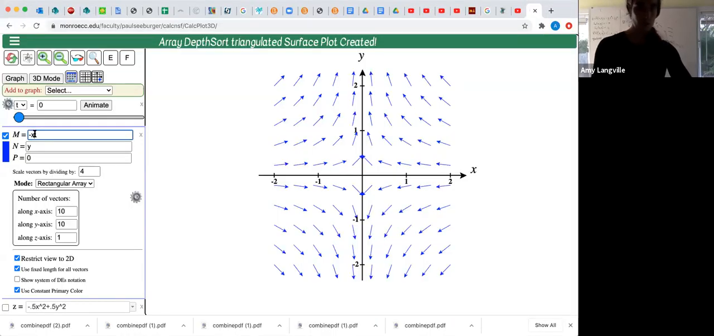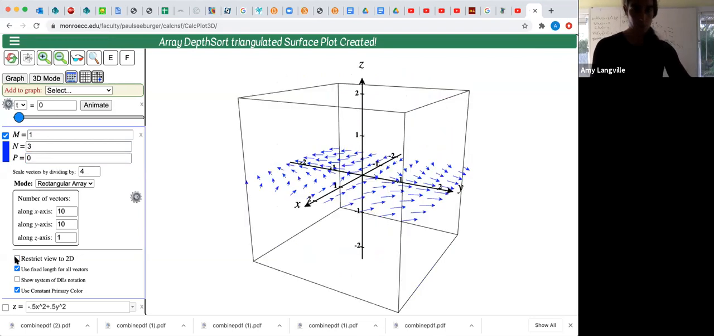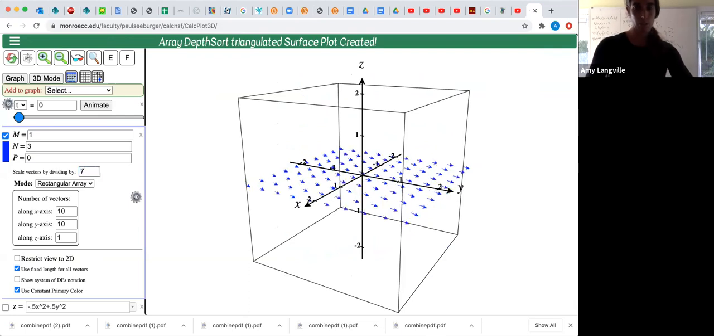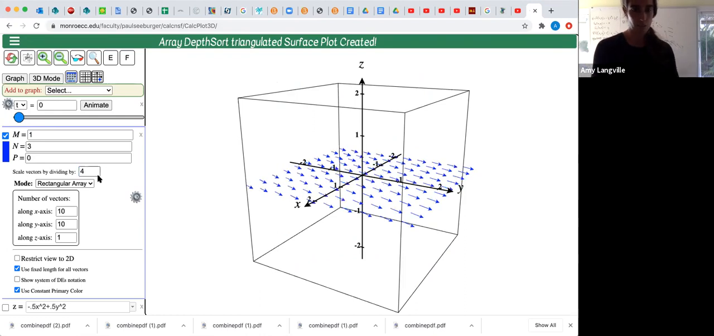So the only thing that's going to change now, we will enter 1, 3. This also, the third component, 0, but we don't want to restrict it to 2D. Oh, I forgot to talk about you can scale the vectors by some amount. Like if they're too long, again, you can come up here and they're dividing it by like 7, just to get shorter ones. That doesn't necessarily fix the length, it just keeps the lengths relative to each other according to some scaling factor that you've chosen. Okay.